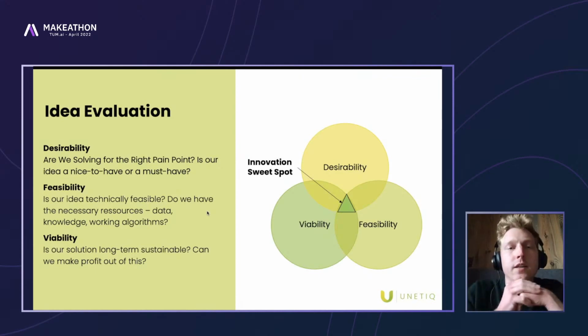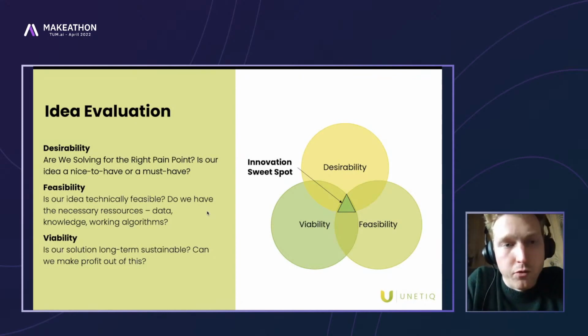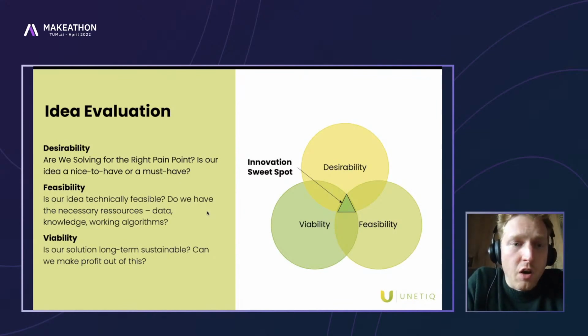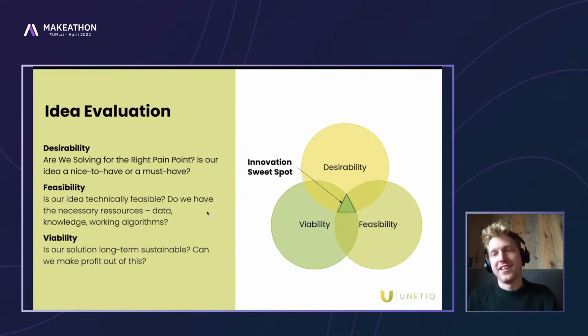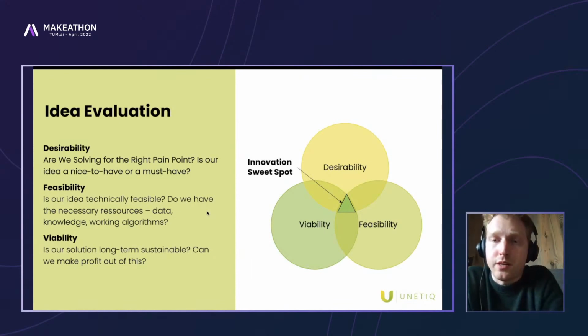Desirability means, are we solving the right pain point for our customers? We want to evaluate if this is really a problem for the customer. So ask yourself, is this a nice to have, or is it a must have? Obviously, from now you can't just guess if this is really a problem for the customer. But in the first phase of brainstorming, just ask yourself or discuss within the team, how desirable do you think this problem or the solution of yours is for the customers?